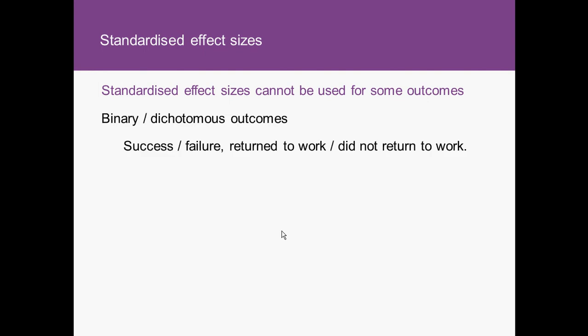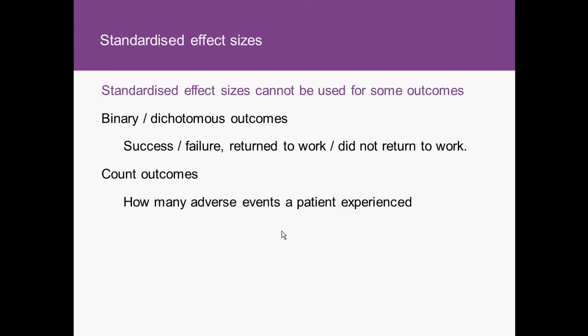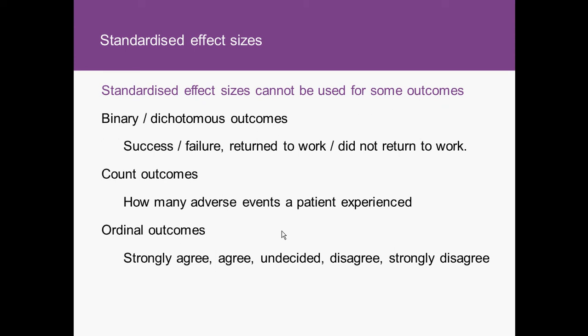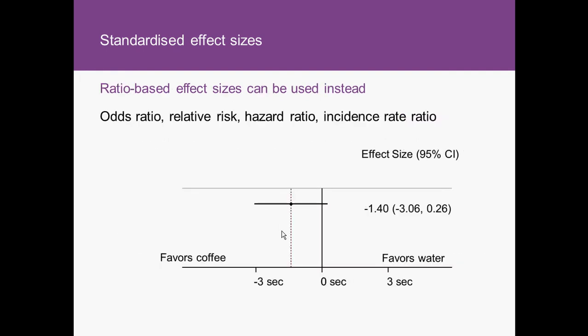Standardized effect sizes cannot be used for some outcome measures, however. Some outcomes are binary or dichotomous, such as a success or failure, or if a person returned to work or did not return to work after a back injury. Some are count outcomes, for example, the number of adverse events that a patient experienced while in hospital. And some are ordinal outcomes, commonly seen in surveys where Likert scaled responses are used, such as the strongly agree to strongly disagree scaling.